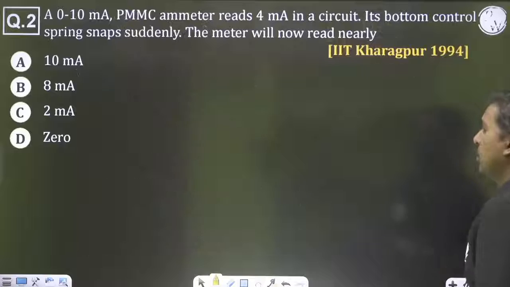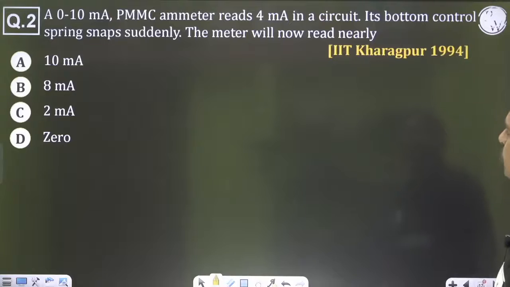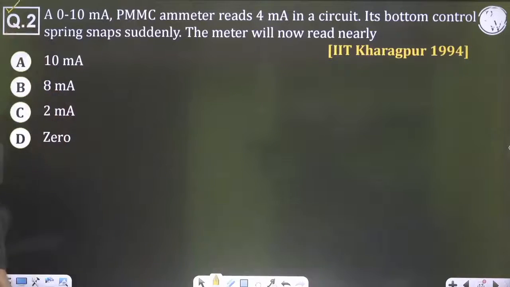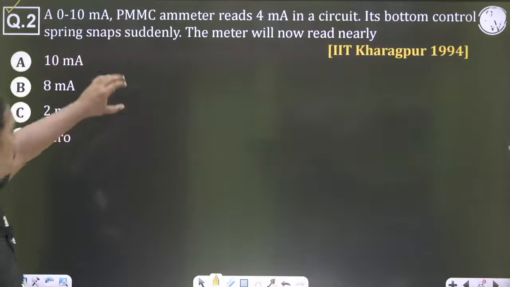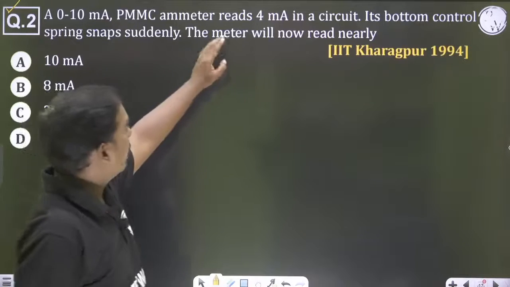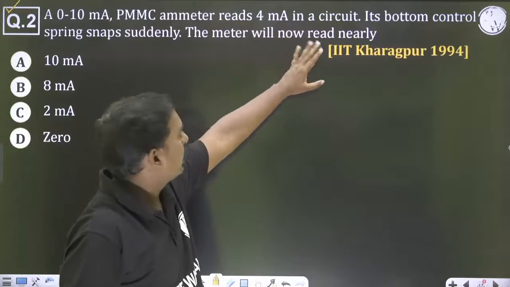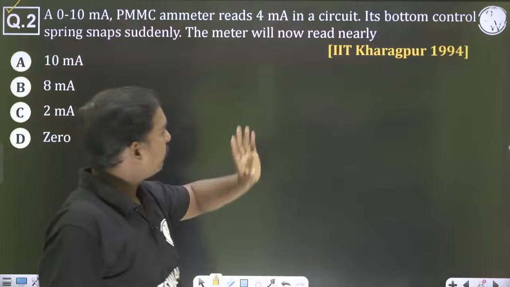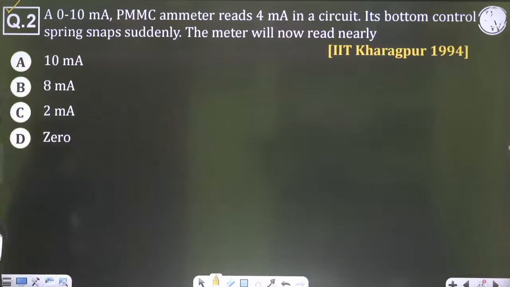Okay. Let us move to the next question. This is question number 2. A 0 to 10 milliamperes PMMC ammeter reads 4 milliamperes in a circuit. Its bottom control spring snaps suddenly. The meter will now read nearly what?